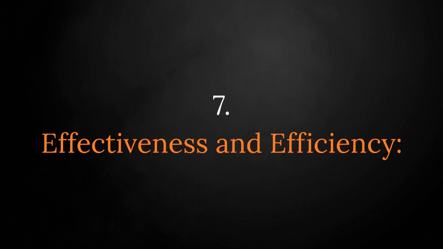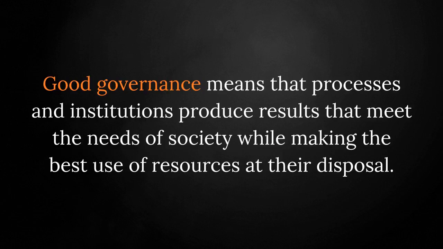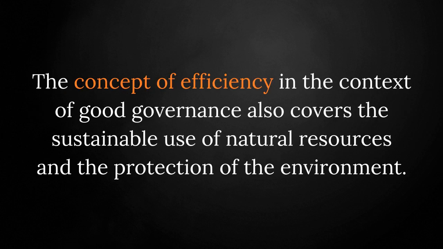7. Effectiveness and efficiency. Good governance means that processes and institutions produce results that meet the needs of society while making the best use of resources at their disposal. The concept of efficiency in the context of good governance also covers the sustainable use of natural resources and the protection of the environment.